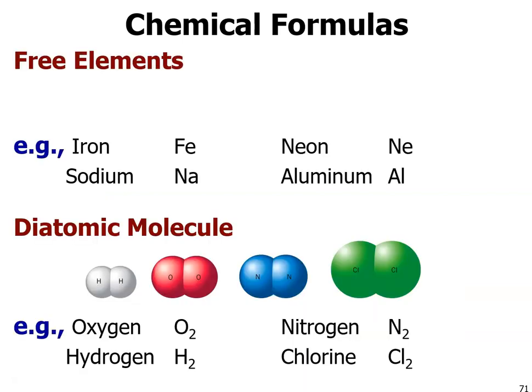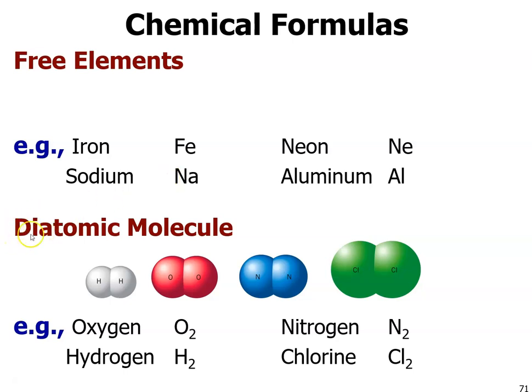So we're going to start looking at how we talk about these things and how we write them down. We need to look at what we use for chemical formulas. This goes back to the periodic table. Remember, we have that chemical symbol, and we're going to use those now. So for free elements like iron, sodium, neon, and aluminum, instead of writing out the whole word, we just use that chemical symbol to demonstrate that we have that element and we're looking at it.